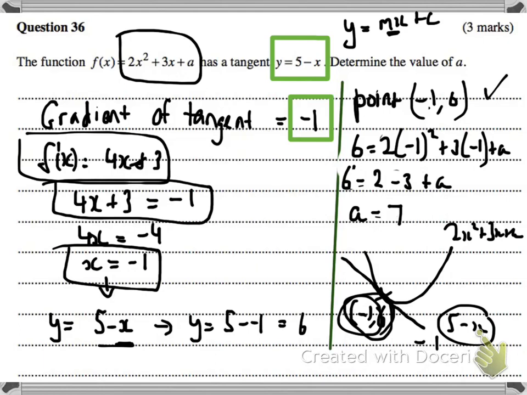So there we are. Now, how do I find a, which is the purpose of this question? I now substitute in here. I put 6 in there, and I put negative 1 in for x there and there. You can see I've done that there, and then I can eventually find a.